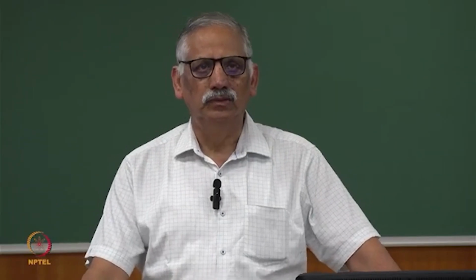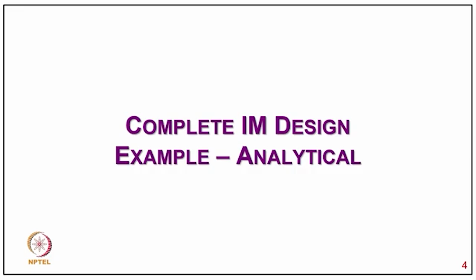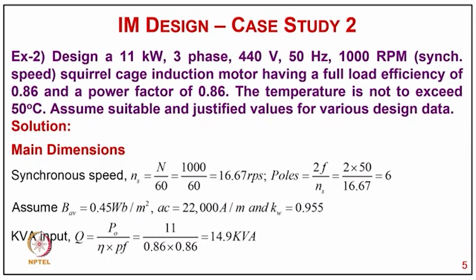So coming to an analytical example of complete induction motor design. Design an 11 kilowatt, 3-phase, 440 volt, 50 Hz, 1000 RPM synchronous speed squirrel cage induction motor having a full load efficiency of 0.86 and power factor of 0.86. The temperature is not to exceed 50 degrees centigrade. Assume suitable and justified values for various design data.